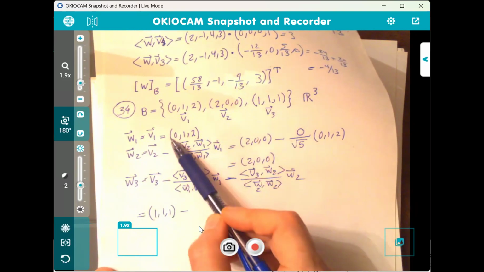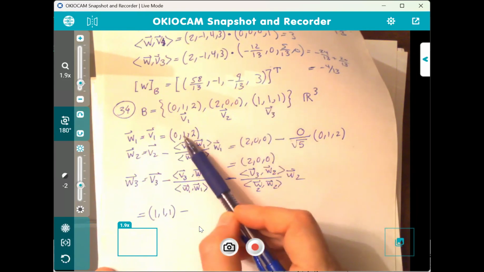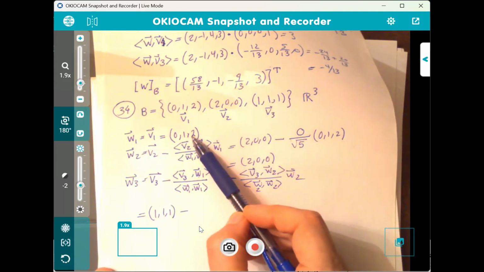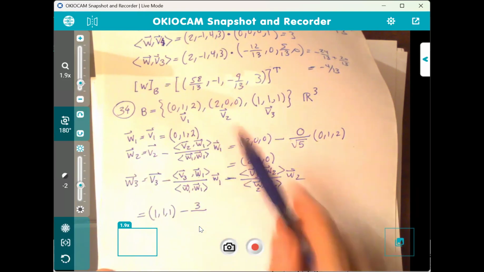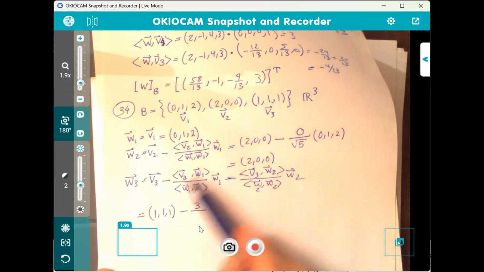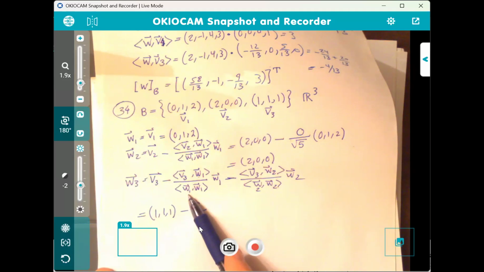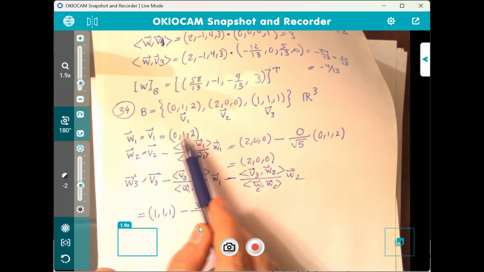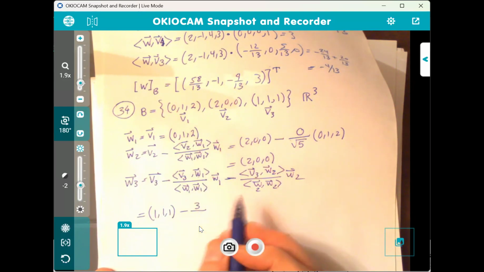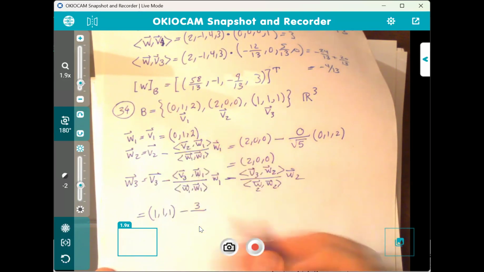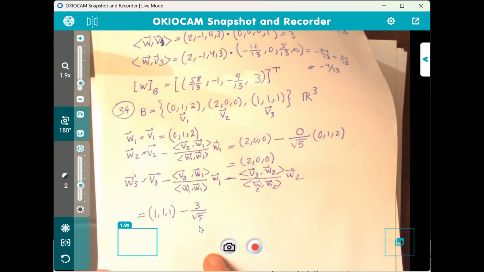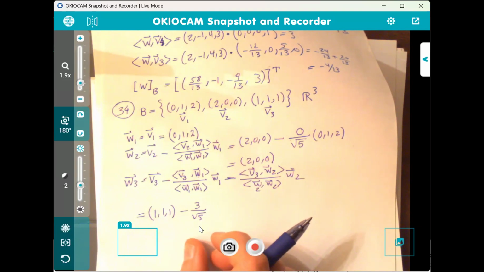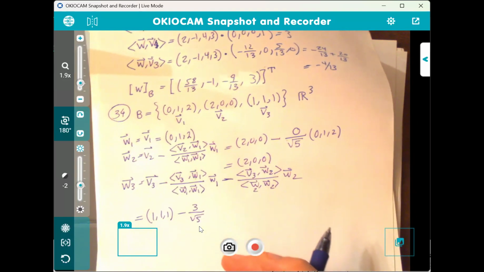So 1 by 0 is 0. 1 by 1 is 1. 1 by 2 is 2. Right? So the numerator is 3. Again, that's 1 plus 2. That's 3. The denominator is W1 dotted with itself. This dotted with itself, you square each of those, get 1, 4, adds to 5, take the square root, becomes 3 over root 5. Right?